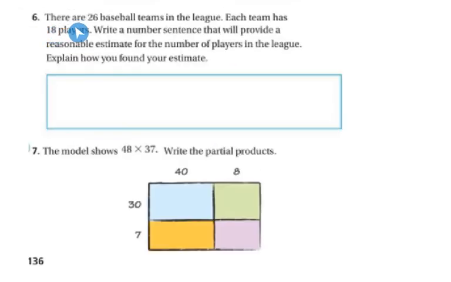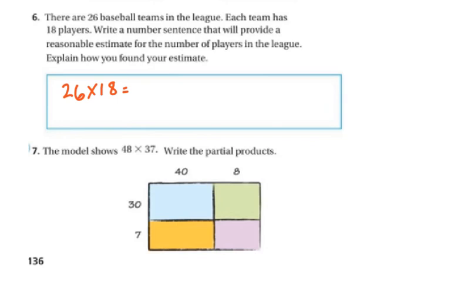All right, number 6. There are 26 baseball teams in the league. Each team has 18 players. Write the number sentence that would provide a reasonable estimate for the number of players in the league. Explain how you found your estimate. Well, 26 times 18 is the actual one, but they want us to write a number sentence for the estimate.